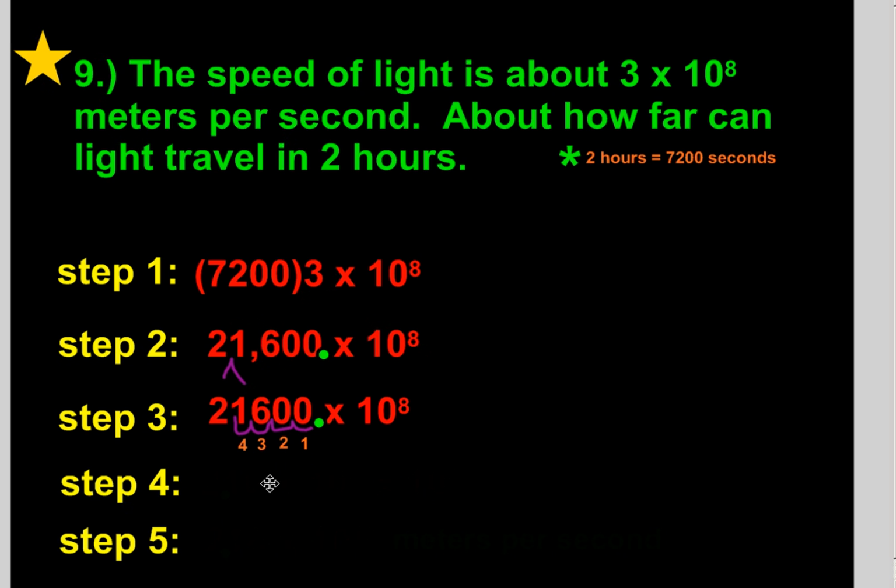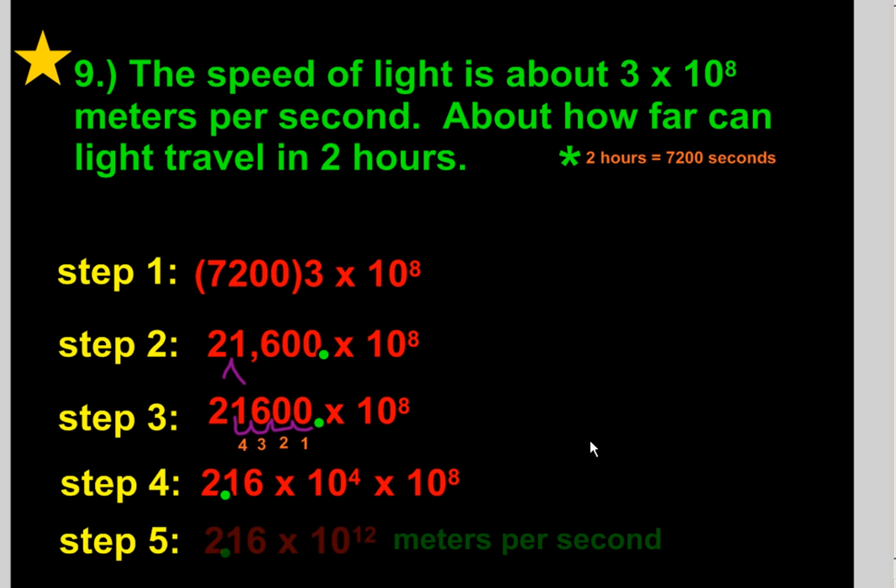And if we rewrite it that way, we're also then going to have to add 10 to the fourth for the 4 moves that we made to the 10 to the 8th that we already had. And when we put that together, adding those two exponents, we get 2.16 times 10 to the 12th. And again, you need to make sure that you include your unit of measurement, in this case, meters per second.